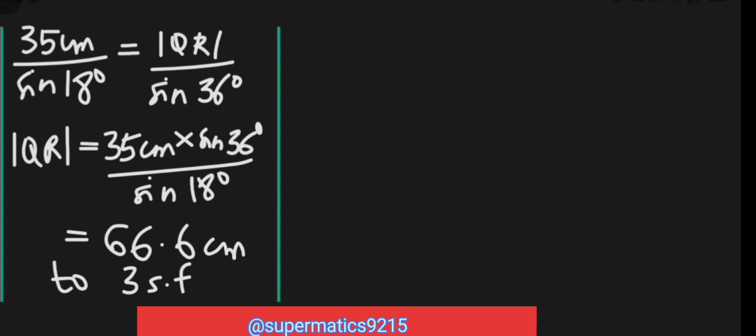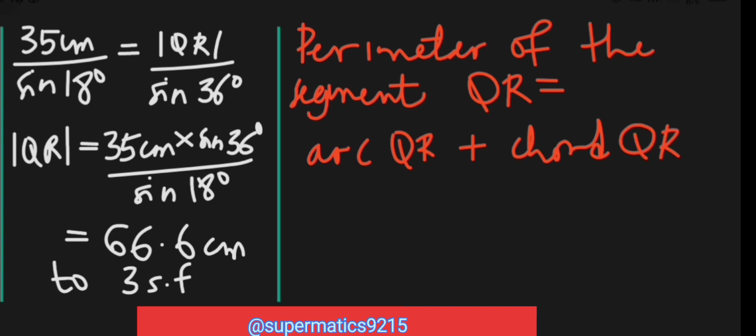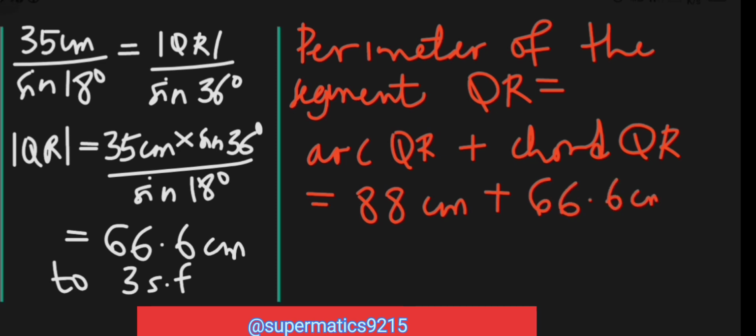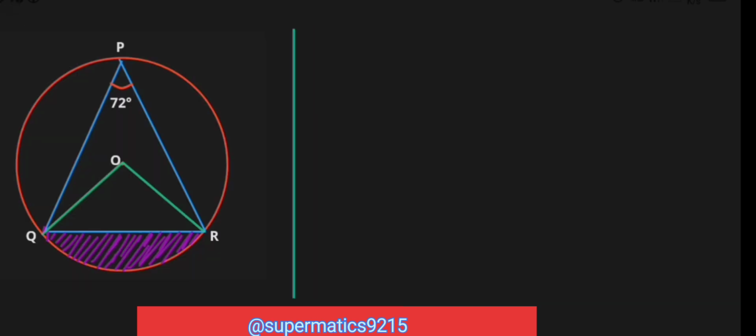We record QR being 66.6 centimeters. Therefore, the perimeter of the segment will be equal to arc QR plus chord QR, and that is 88 centimeters plus 66.6 centimeters, giving 154 centimeters to 1 decimal place. That is the perimeter of the segment QR. To find the area of the shaded portion, we'll find the area of the sector QOR and take away the area of the triangle QOR from it.